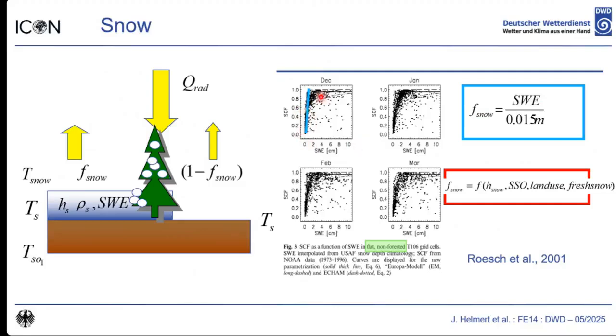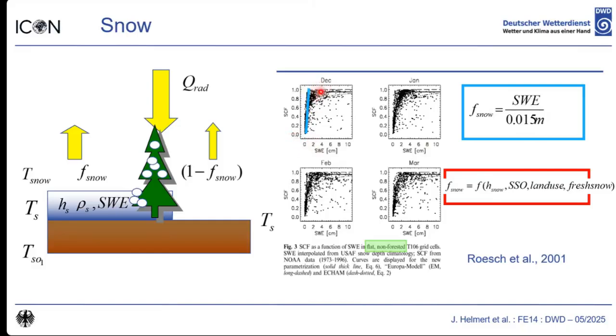In this figure, you have different functions between these. You see here a paper by Roesch et al., 2001, from ETH Zurich. These are measurements, and the model makes one version, which in the beginning was a simple linear relation: if the snow water equivalent is rising to a maximum value, which is here 1.5 centimeters of snow water equivalent, then the surface cover, the snow fraction, rises from 0 to 1 linearly.